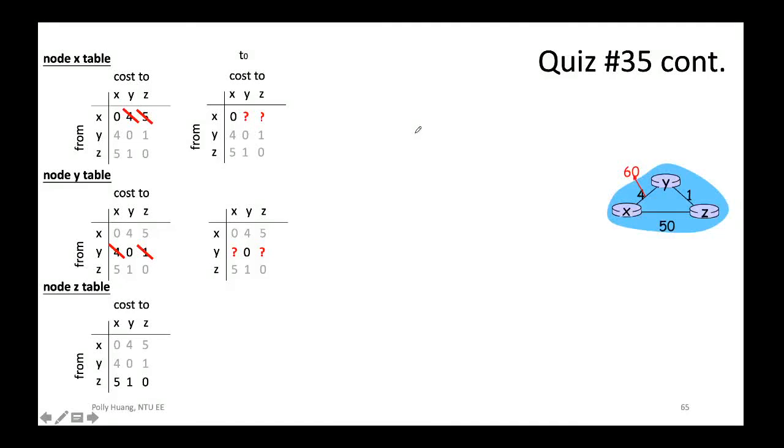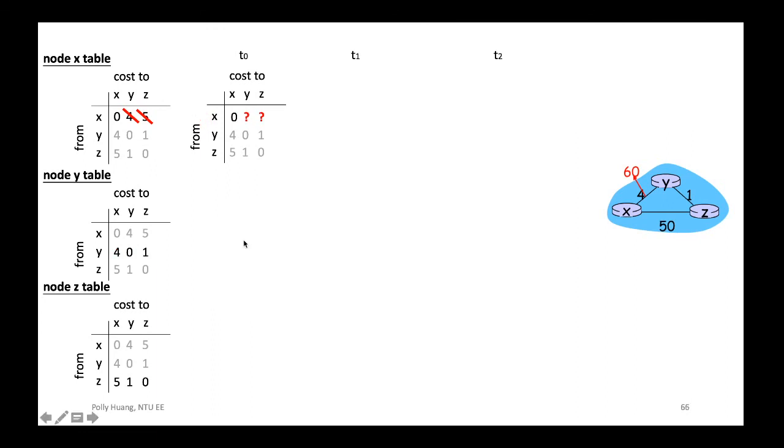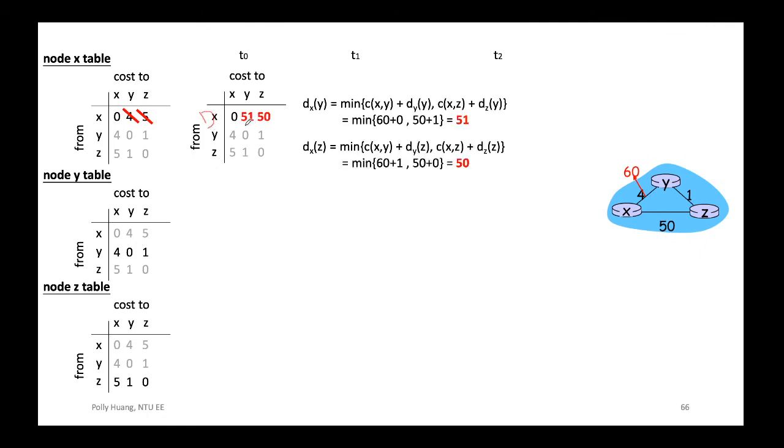Yeah, quiz 35, the scenario is a bit tricky. Let's try to be patient and walk through the derivation of dx for node x and dy for node y. Let's start from dx. Let me just show the final result real quick. The xy here, the first value should be 51. The xz, the second value here, should be 50. And the detail is this, again, from the source to the destination.